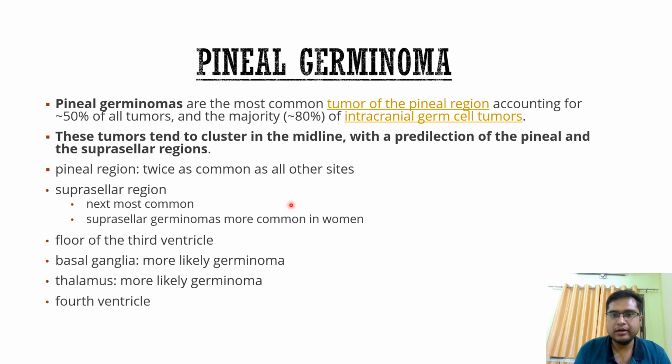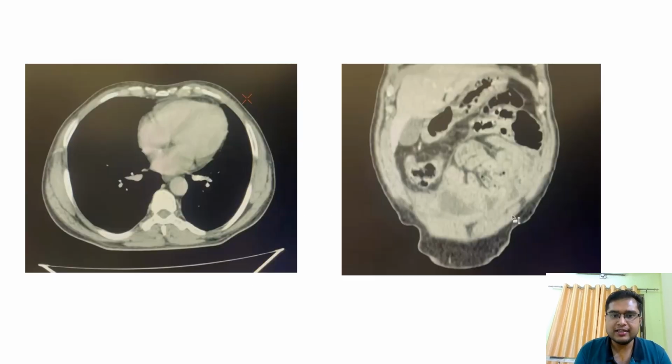So another important tumor is pineoblastoma. So how do you differentiate pineal germinoma from pineoblastoma? Pineal germinoma usually has central dense calcification, while blastoma has peripheral calcifications. So now coming to the next case, which is actually a spotter case.